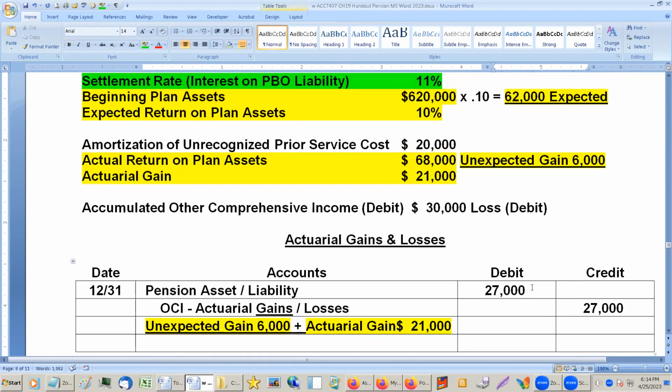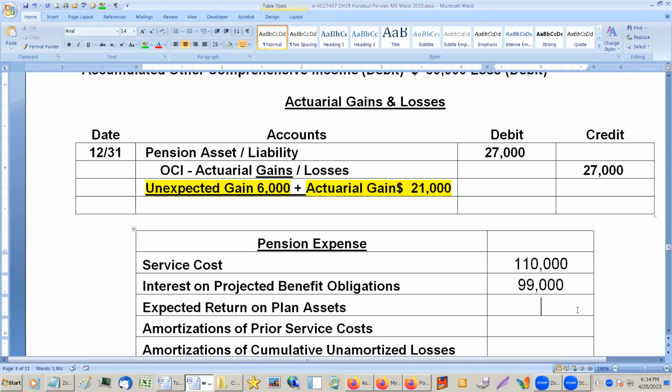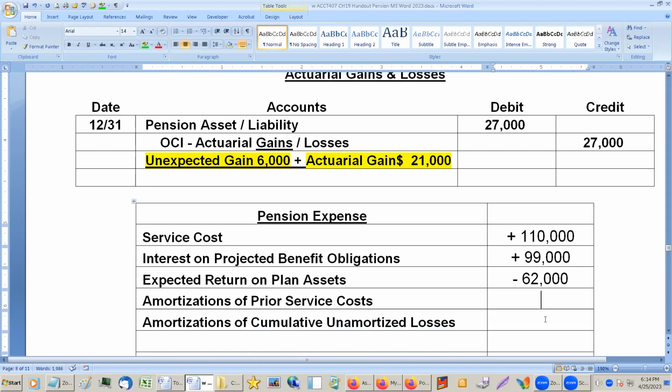The expected return on assets, 62,000. So this will actually subtract from our expense. Actually, I should probably put it, these are pluses. They add to the expense. This one says, well, wait a minute, we have our assets earning some money. So because our assets are earning the money, it's less that we have to throw in.